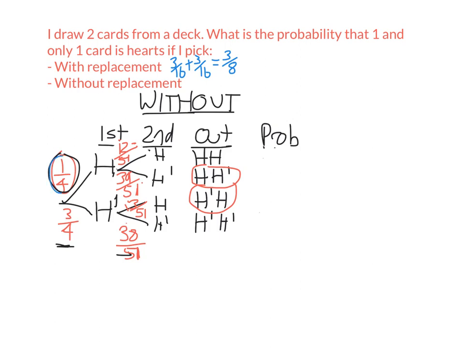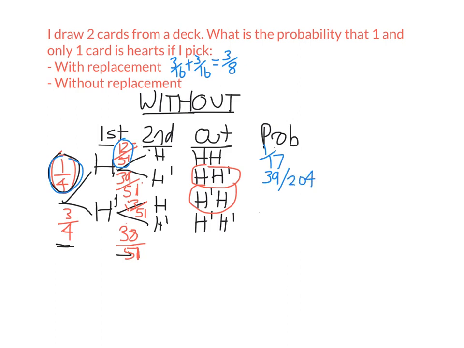So we go 1/4 times 12 over 51, and that actually gives us 1 over 17. So before, the probability that you got both hearts was 1 over 16. It's now changed slightly. It's now 1 over 17 if you don't replace the hearts when you get it first go. And we do the same for the others. We do 1/4 times 39 over 51. So that gives you 39 over 204.